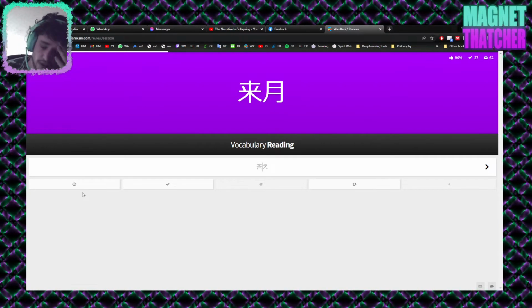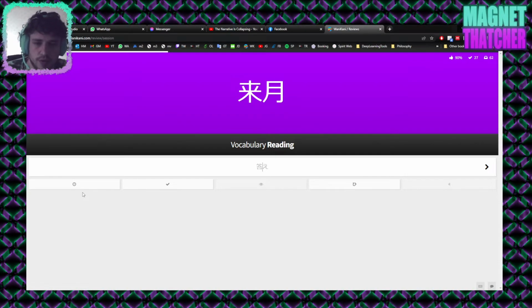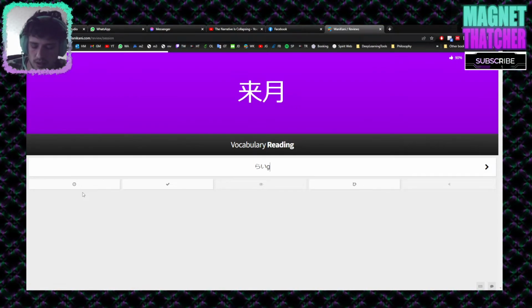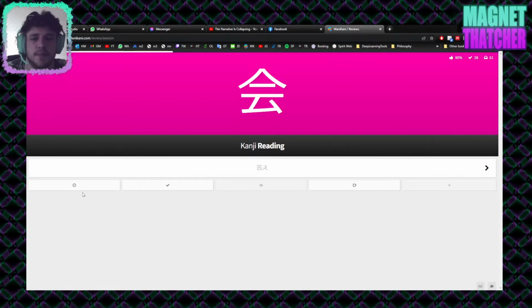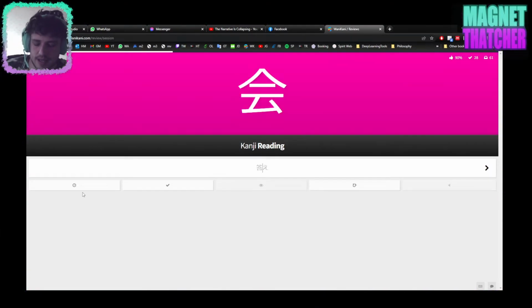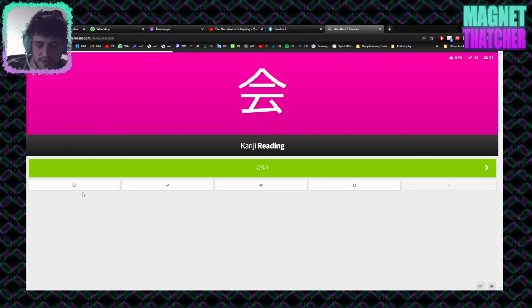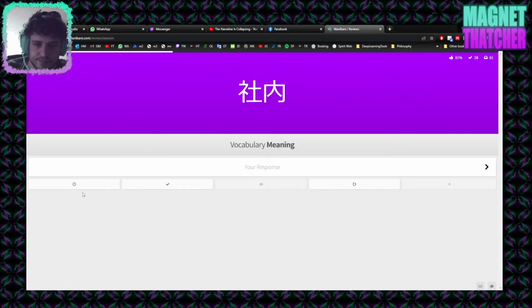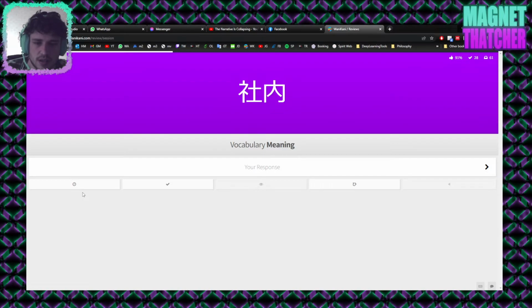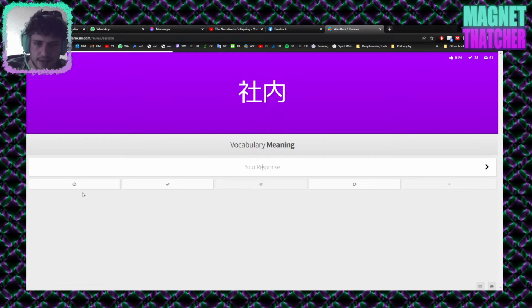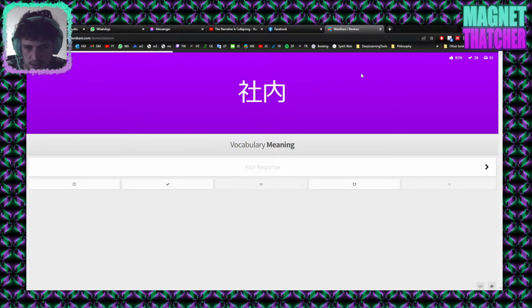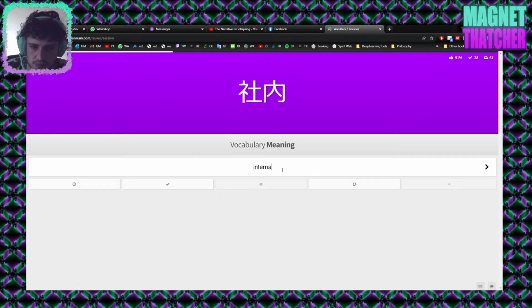Once I get to 30 correct, I'll stop. So we've got getsu, so we'll get it right this time. So this is a meeting, which is also a kai. Lots of homonyms in Japanese. So this is body, and this means inside. So body inside means internal.